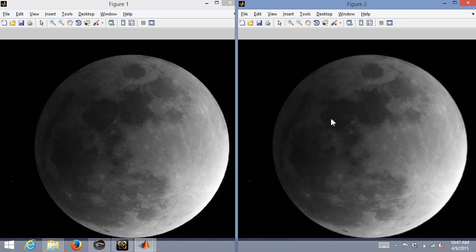How do we do here? Okay, better. Okay, so figure 1 should be before and figure 2 should be after, I believe. So here, I can definitely see that I have smoothed out the image, right?